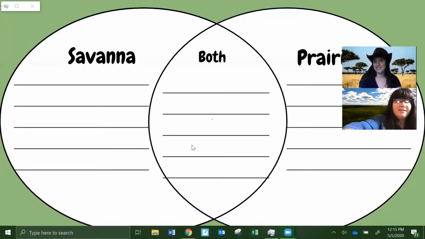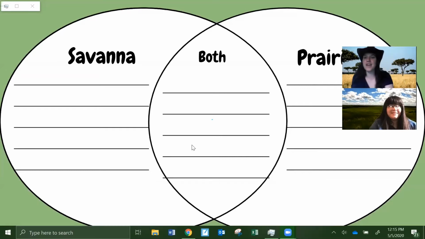Do you have one? Yeah, it's right there. Do you see it? That's amazing. Yeah, I put Savannah on one side, that's where I am, and then I put prairie on the other side, and that's where you are. Perfect. And anything we find that's the same can go into the middle. Well, we already know something the same. They're both called grasslands, right? Oh, that's true. Let's put that in the middle.